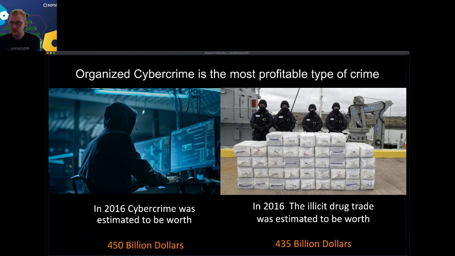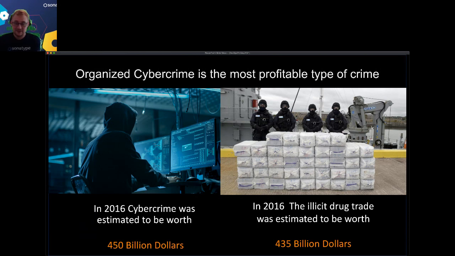cybercrime overtook the drugs trade, because as the picture shows, we know that there are specific law enforcement agencies, specific groups, and all kinds of police forces and everything else dedicated to drugs. Cybercrime is gaining a lot more attention, but is on the periphery.